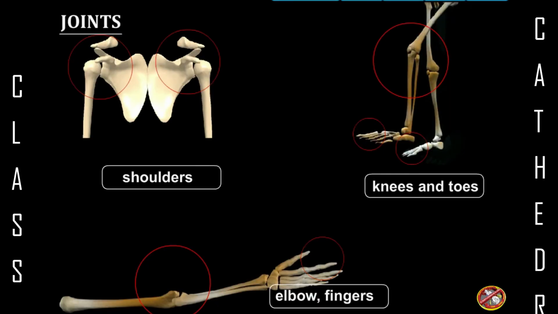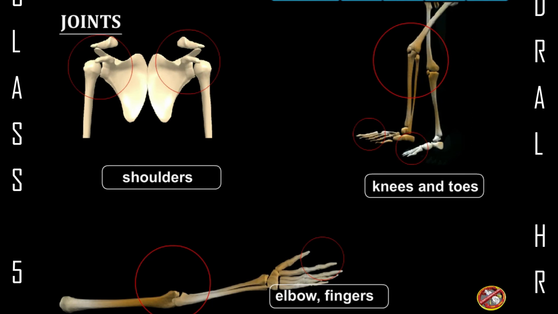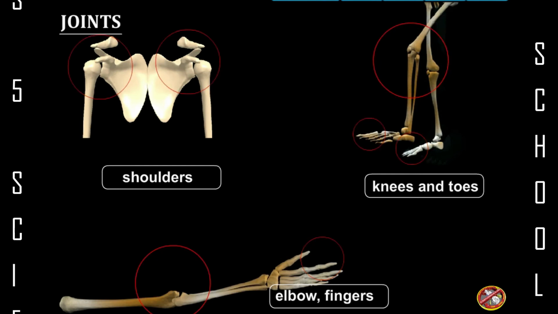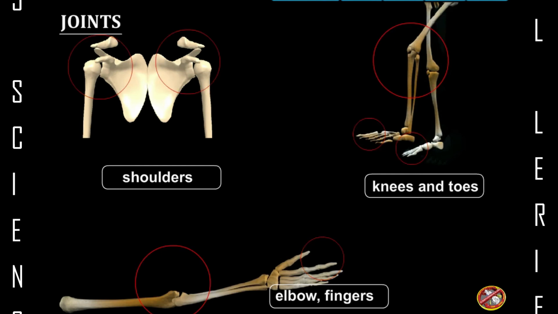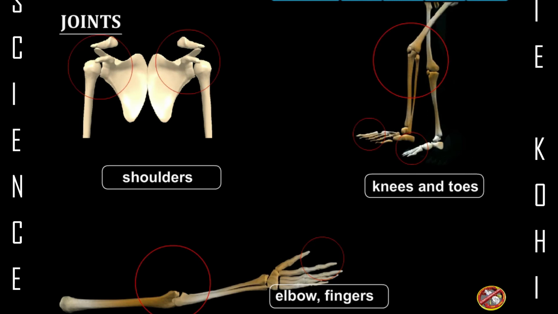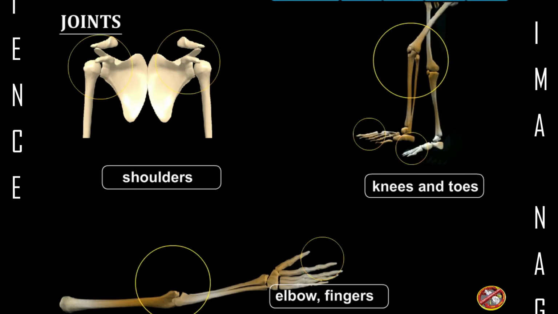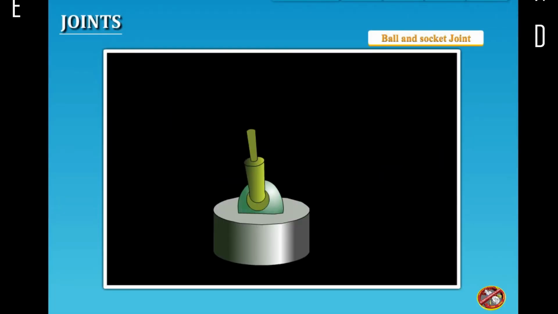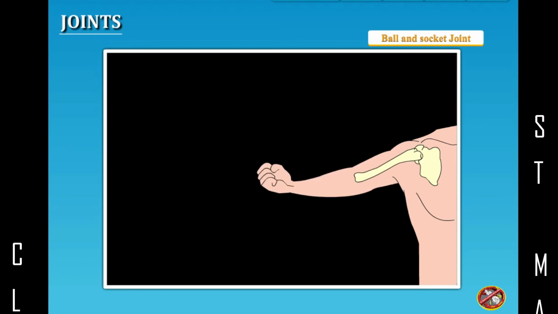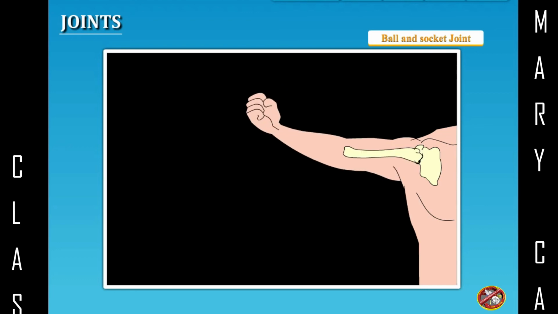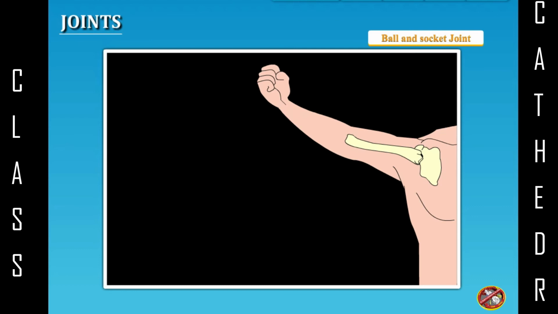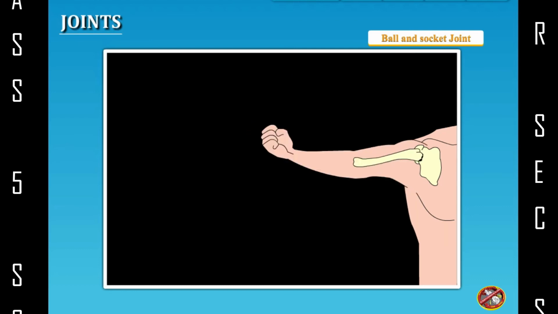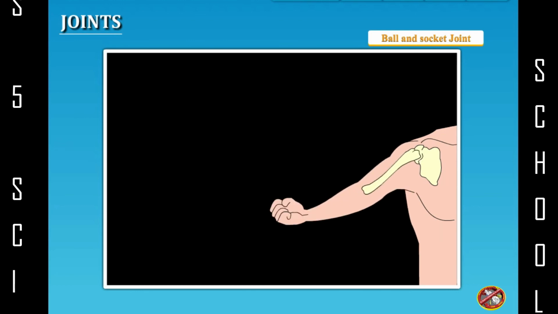Joints. The place where 2 bones meet is called a joint. Joints may be movable, that can move freely, or immovable, that do not allow any movement between the bones. Movable joints are of 4 kinds. Ball and socket joint. This type of joint is found in the hips and shoulders. It allows movement in many directions. For example, we can swing our arms almost in all directions.